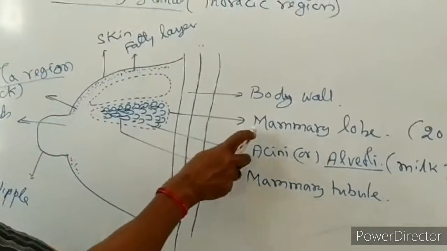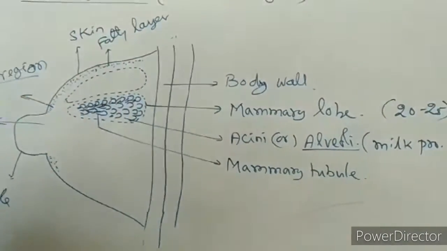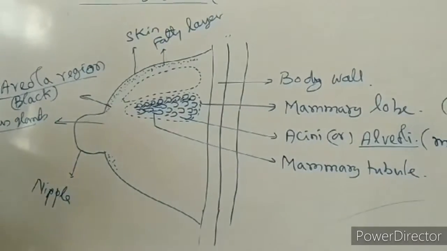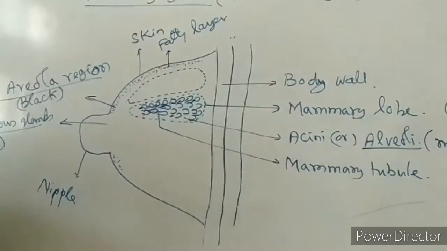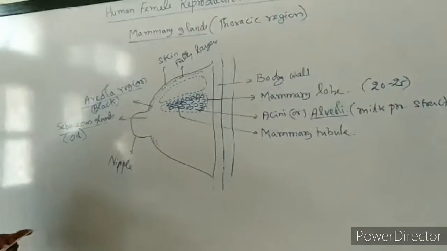In the mammary lobe, there is an enormous number of alveoli. From each alveolus one tubule is coming. That is called a mammary tubule. Imagine that about 100 alveoli are present. Then 100 mammary tubules will be present.